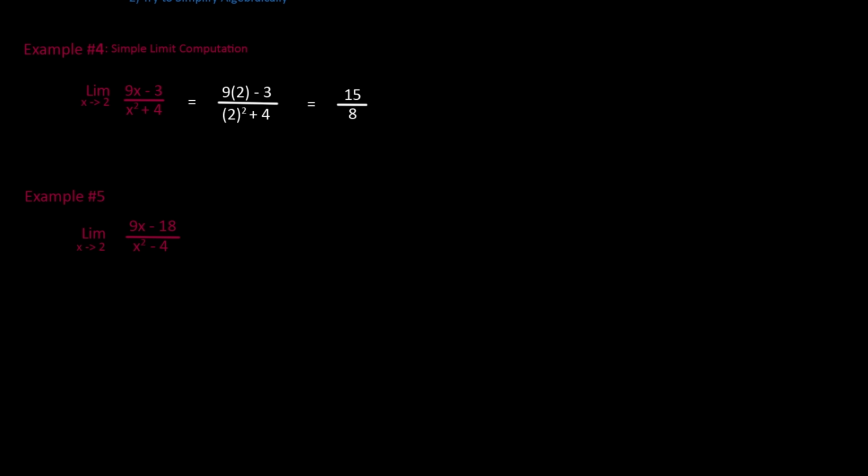For the fifth example, we begin by trying to plug in. We try plugging in x equals 2, but we get 0 in the denominator if we do so. We would get 2 squared, which is 4, minus 4, which is 0. Therefore, we must go to step 2 and simplify algebraically. We pull out a 9 in the numerator and we do a difference of squares in the denominator. This gives us a function that we can plug into without any problems once we cross out the x minus 2. We plug in 2 and we get 9 over 4.